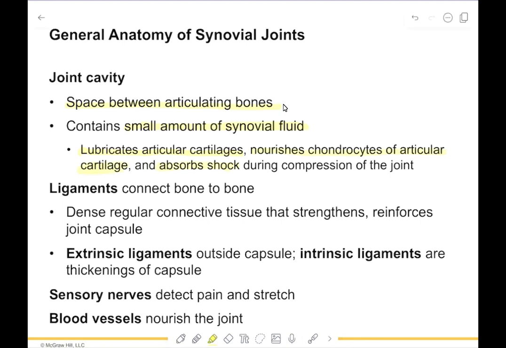So, when we warm up before exercising, one of the important reasons for that is we start to mobilize the synovial fluid, which is found in the joint cavity.